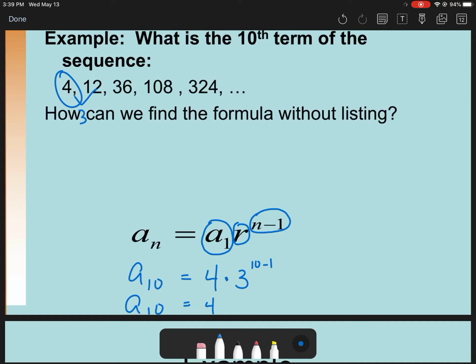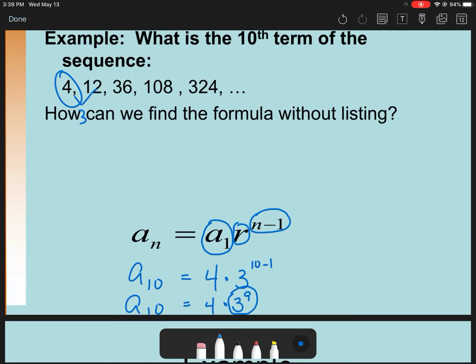You can't do that. Make sure you are working out 10 minus 1, which gives you 9. So we want to work out 3 to the 9th power first, and then multiply by 4. Okay, so again, if you're careful and plug this into GeoGebra, it really takes the guesswork out of everything for you. It'll do it all for you.